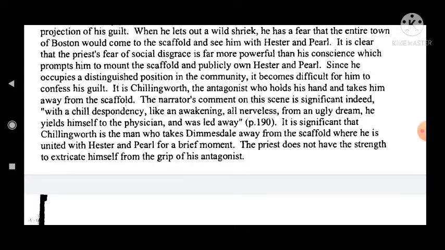It is Chillingworth, the antagonist, who holds his hand and takes him away from the scaffold.